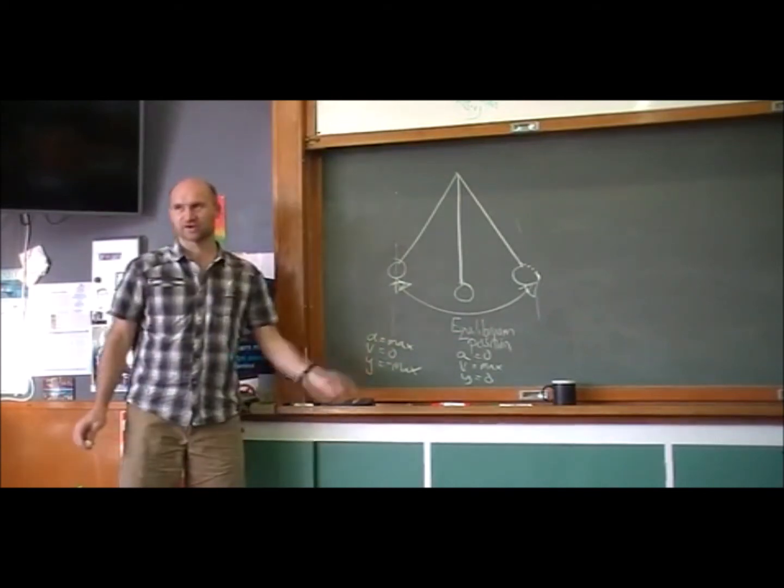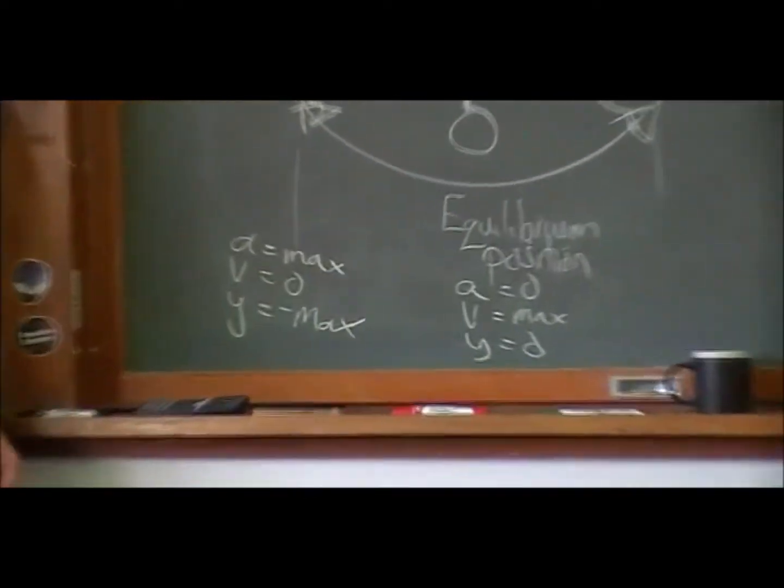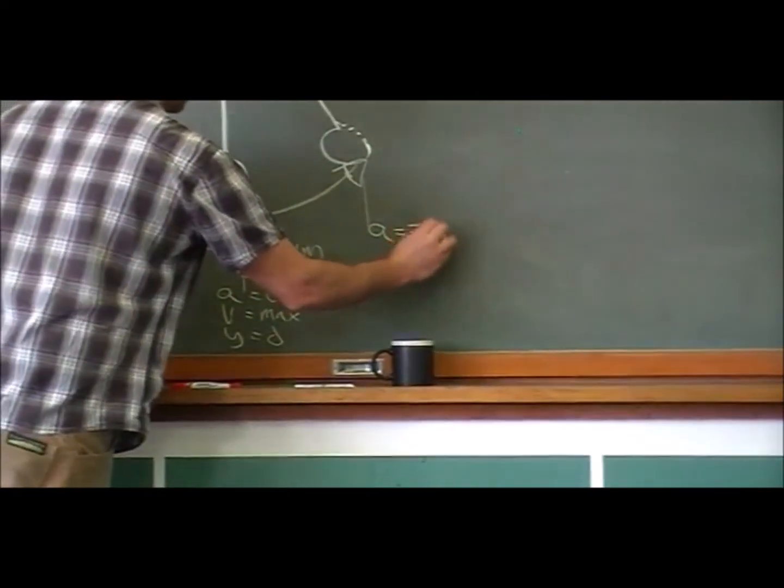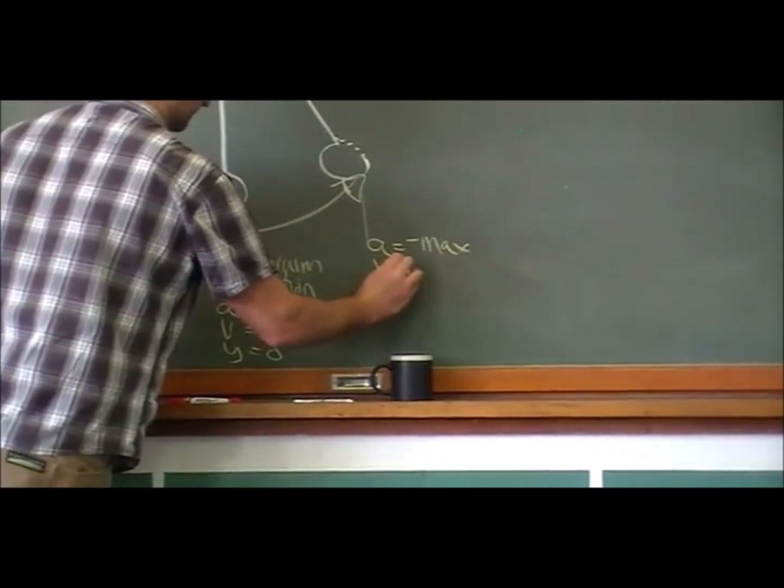Kind of put a negative sign in there, because you displace it maximum negative, backwards, and it's trying to accelerate forwards. And over here, same, except positive max.